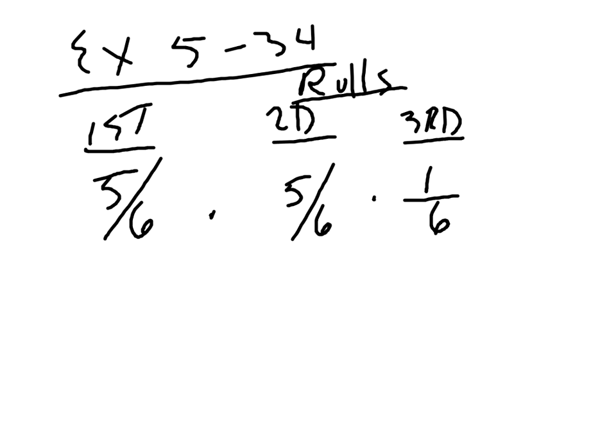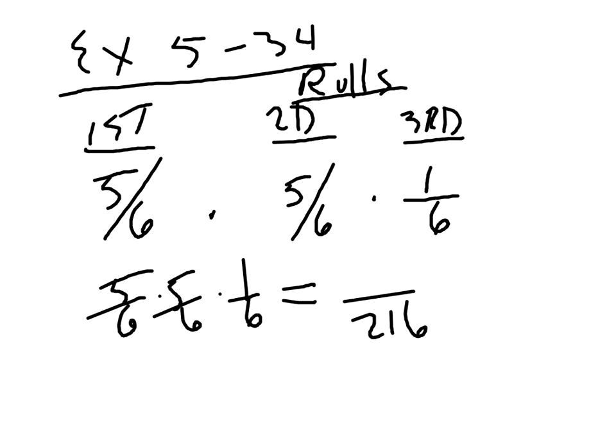So how would we compute this? Well, it would just be 5/6 times 5/6 times 1/6. And that would be 25 on top over 216 on the bottom. Okay? And this is all done on the calculator. But notice the way that they set this thing up. We know we got our correct answer without using the formula.